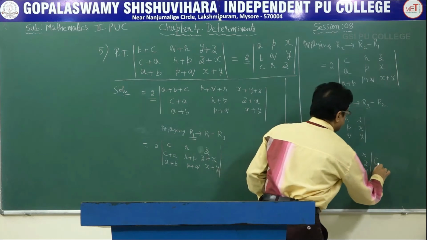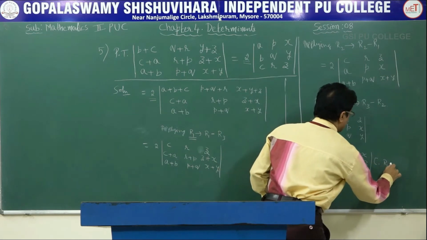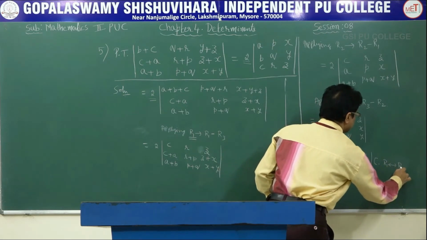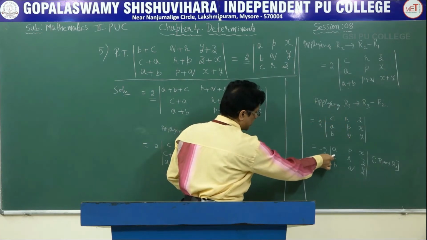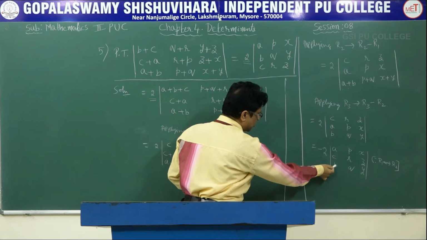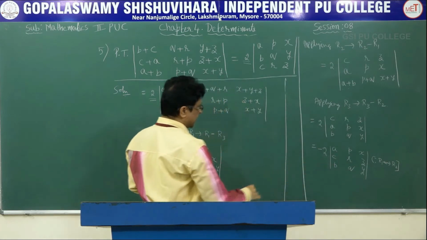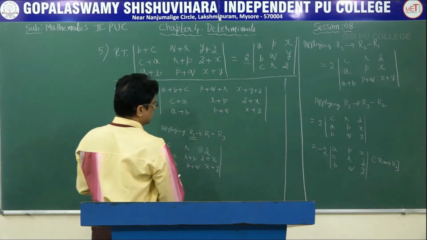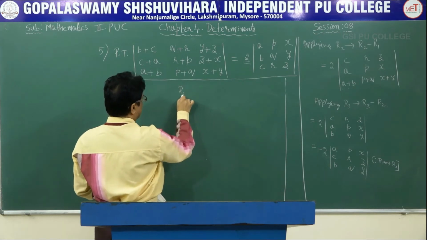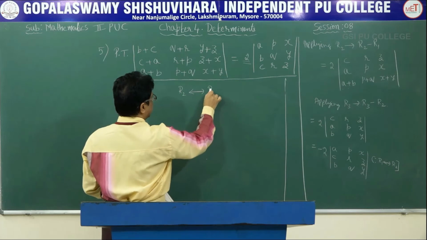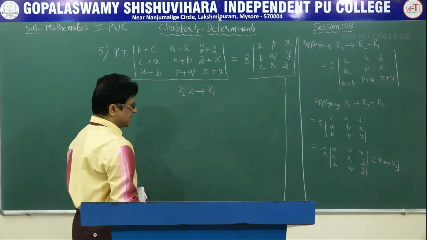So in brackets we will write R1 interchanging R2. Here B has to go to the second row and C has to come to the third row. So once again we will interchange R2 and R3. That is, R2 and R3 should be interchanged.